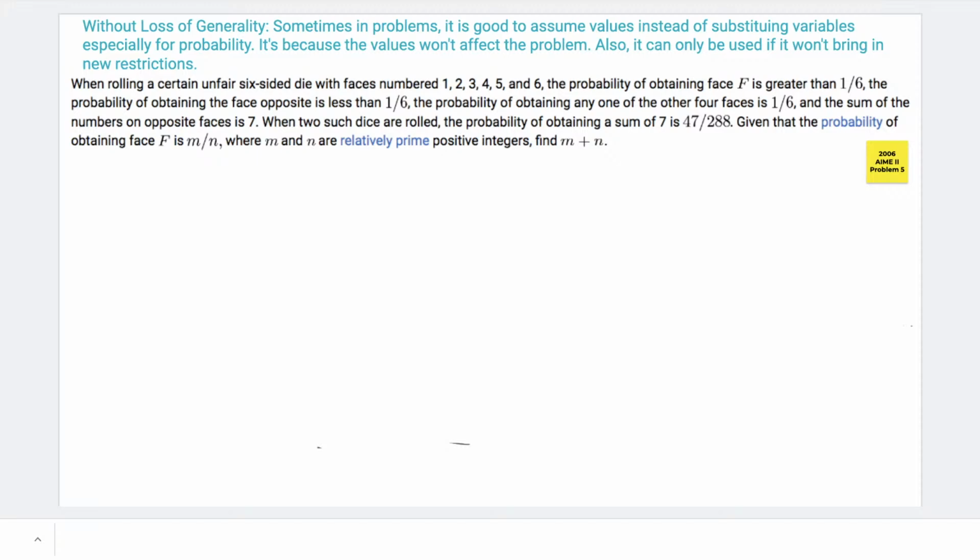It's because the values won't affect the problem. Also, it can be used only if the values you're substituting don't bring in new restrictions. So this problem is a great example.